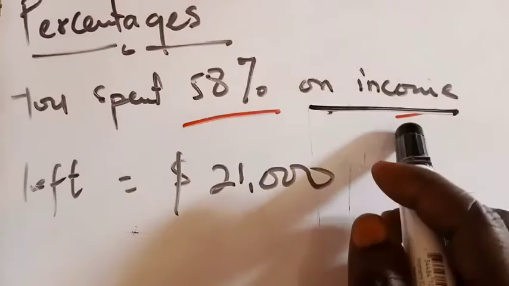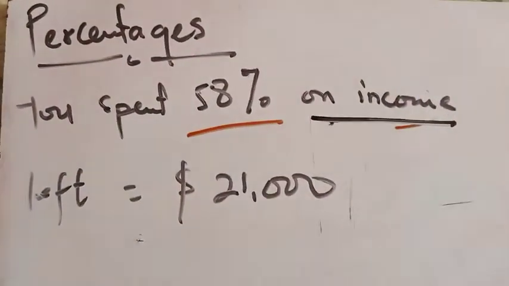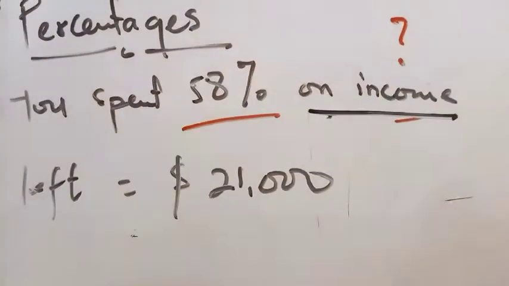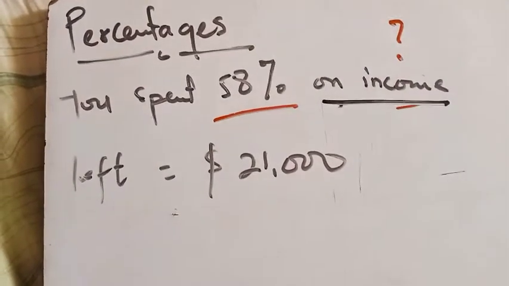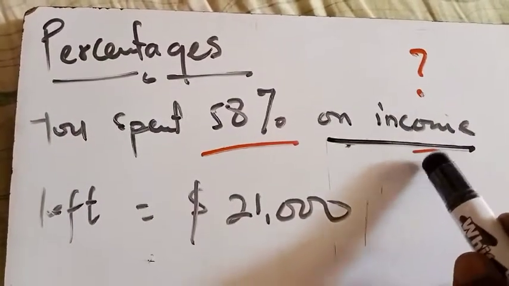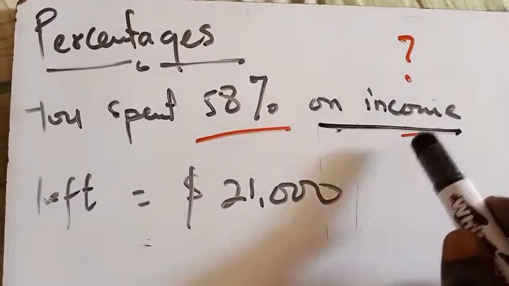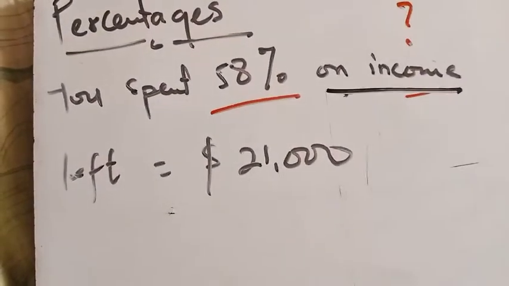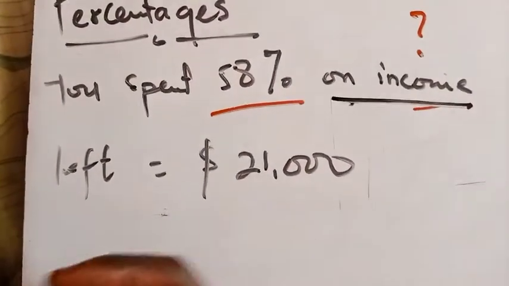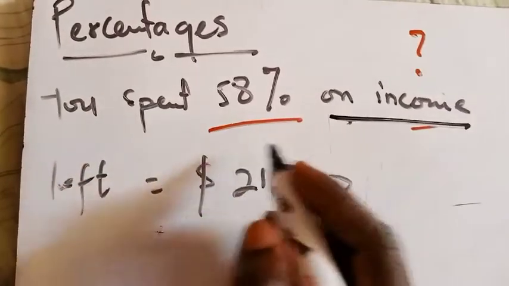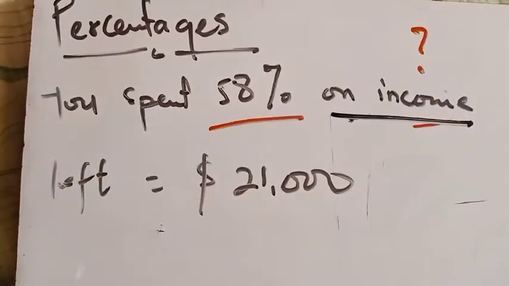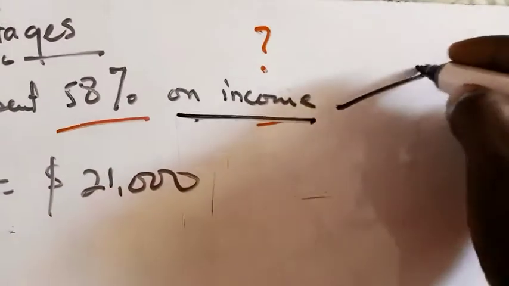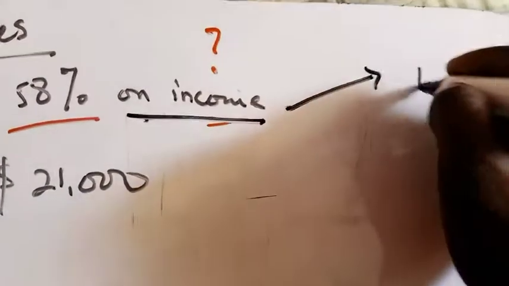We don't know your income, so this is missing, and we are told to determine the income. So this is what the question is asking us to find. So how do you do that? The key here is that we are given the percentage that he spent, or maybe I spent, which is 58%. Now the original income, what do you think would be the percentage of this original income? That is equivalent to 100%.